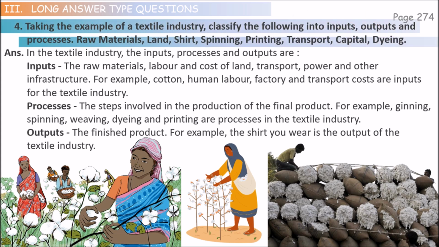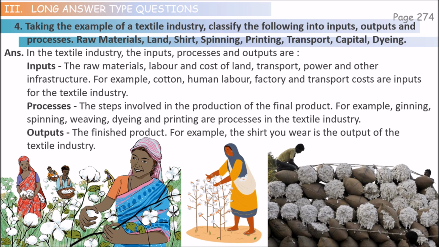Number 4. Taking the example of a textile industry, classify the following into inputs, outputs and processes. Raw materials, land, shirt, spinning, printing, transport, capital, dyeing. Answer. In the textile industry, the inputs, processes and outputs are: inputs, the raw materials, labor, and cost of land, transport, power, and other infrastructure.